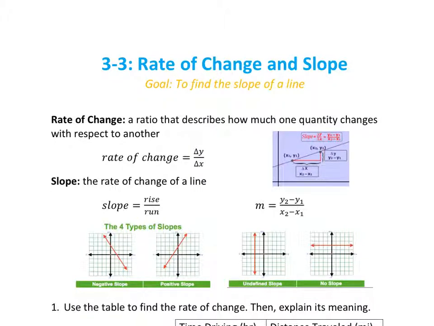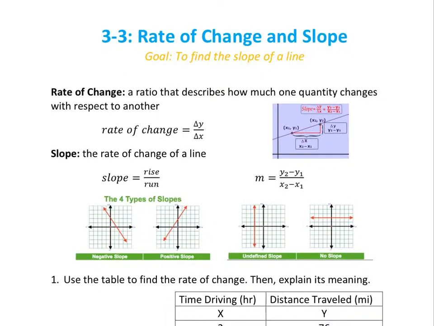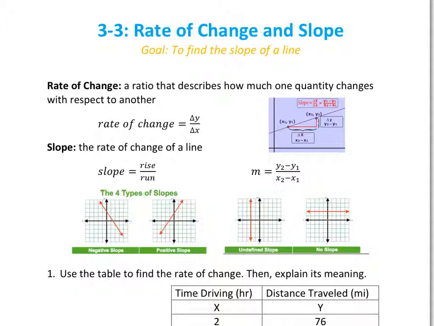Hey guys, so 3.3 is on rate of change and slope. So the goal here is we're going to try to identify what the slope of a line is. Okay, so the slope of a line is really just the rate of change. So that's where we'll start. So the rate of change is just a ratio that describes how much one quantity changes with respect to another. So the rate of change here is the change in one quantity, y, over the change in another quantity, x.